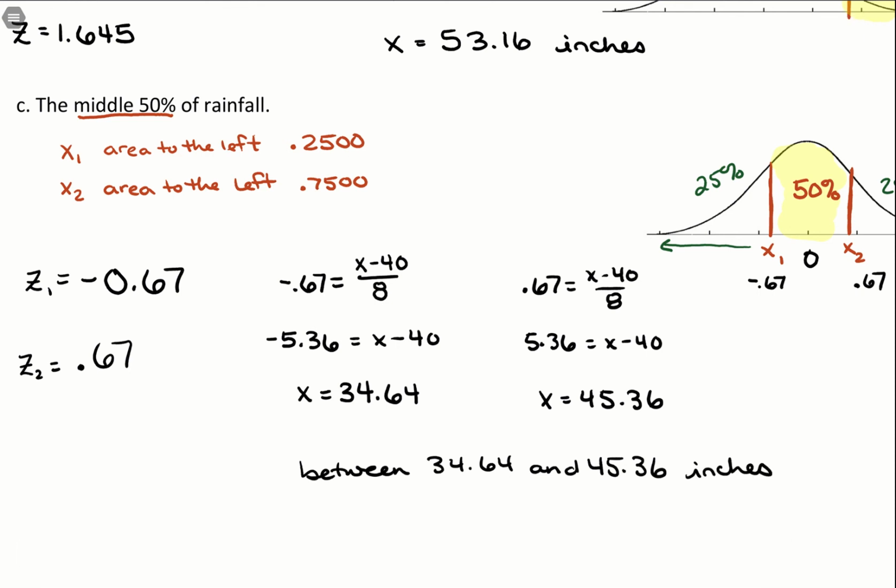So with these cases where we reverse the order, you'll have your percentage to the left. Search in the middle of the table for that percentage, get your z-score, and then translate it into an x value using the formula for z-scores.